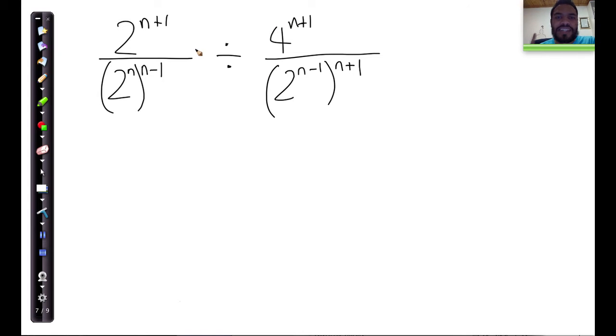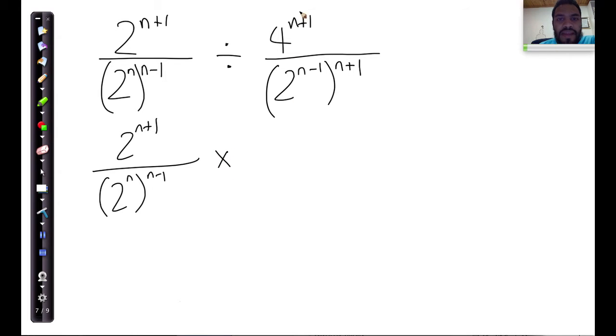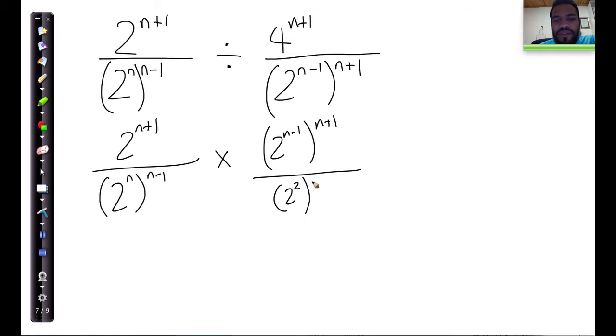And then secondly, the next thing to observe in this question is that I'm dealing with a fraction divided by another fraction. Now when it comes to fractions, you write out the first fraction, which is 2 to the n plus 1 divided by 2 to the n times n minus 1. And then the division sign I'm going to change to multiply, and then I have to swap the denominator and the numerator. I need to flip this. So I'm going to raise that 2 to the n minus 1 raised to the n plus 1 divided by 4, which is actually 2 to the power of 2 if we have to prime factorize that, raised to the power of n plus 1.